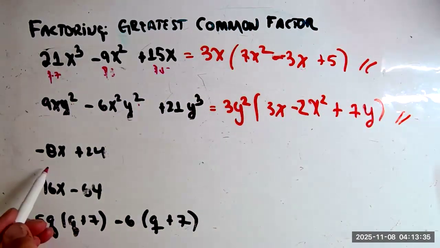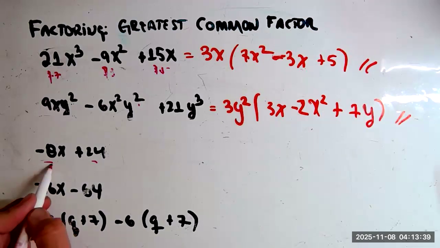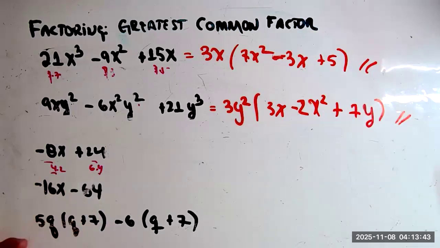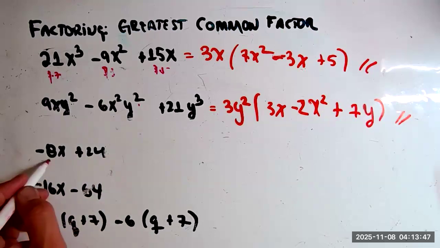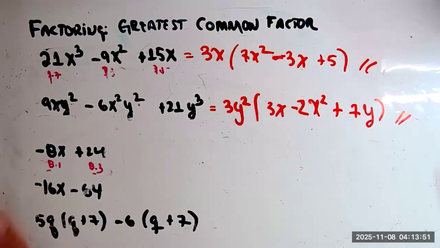In the example, notice that we have here 8 and 24. 8, of course, is 4 times 2, 24 is 6 times 4. So notice that 4 is also the... no, I'll take that back, sorry. 8 is 8 times 1, 24 is 8 times 3. So 8 will be the greatest common factor. 4 was a factor, but not the greatest.